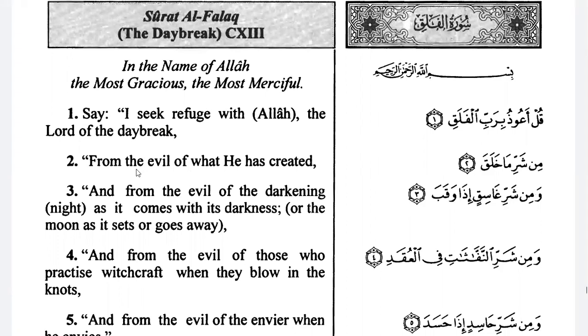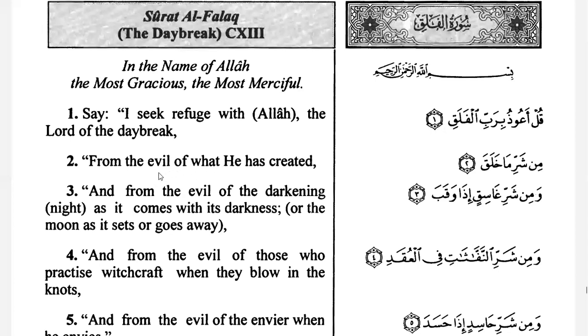Yes. So do you know? Everything, every human, every jinn, every animal, everything has an evil in it. Like I have some evil in myself, you have some evil in yourself, and everyone has some evil in them. So we are asking Allah to protect us from the evil of everything that Allah has created. You see, many people do bad things. Many people tell lies. Many people steal things. Many people don't listen to their parents. So those are the evil things. So we are asking Allah to protect us from all those evil things.